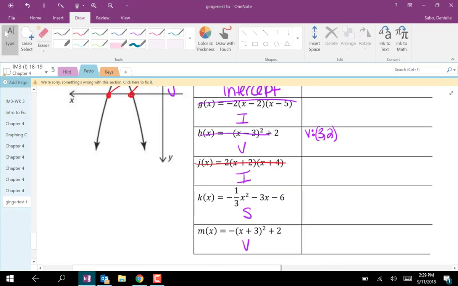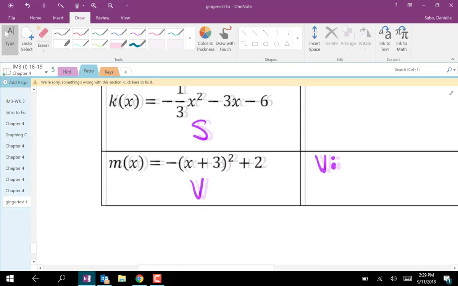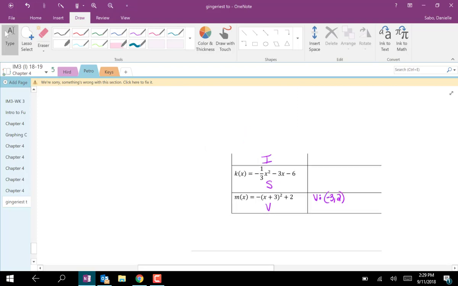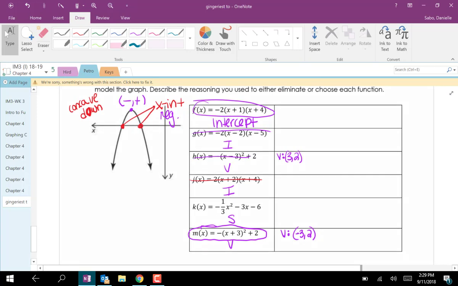Okay, let's go to another vertex. What is the vertex of m of x down here? What is the vertex of this guy? Good, negative 3, 2. Is that what we wanted? Do we want a negative and then a positive? Yeah, we did. So boom, that's another one. Is that the only one? There's one more left we have to check.